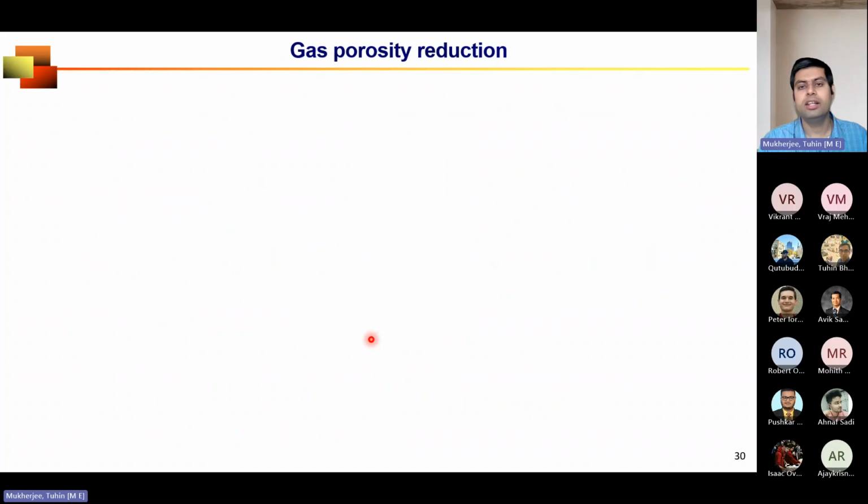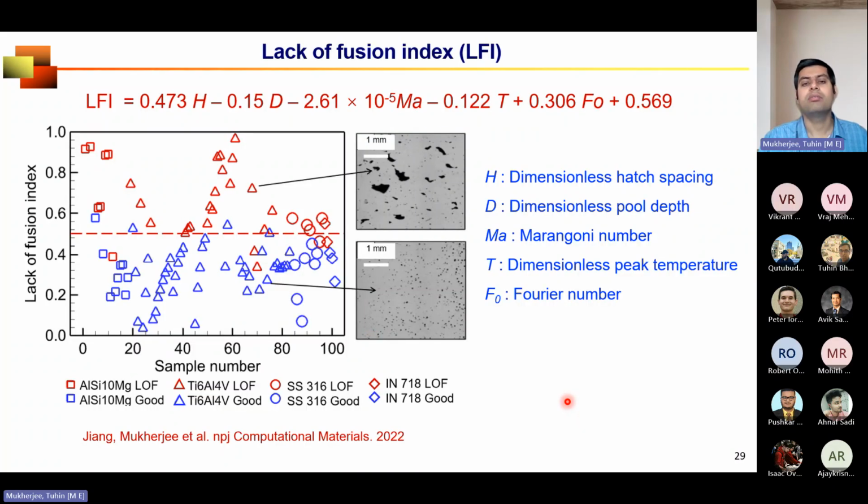What are the advantages? First of all, based on this index, for a new set of processing conditions, you can say whether a defect will form or not. If a defect will form, then you simply do not use the process parameter. You will save the materials, you will save the time, you will save cost. And secondly, based on these, you can tell which material is most susceptible to lack of fusion defect under a certain condition.